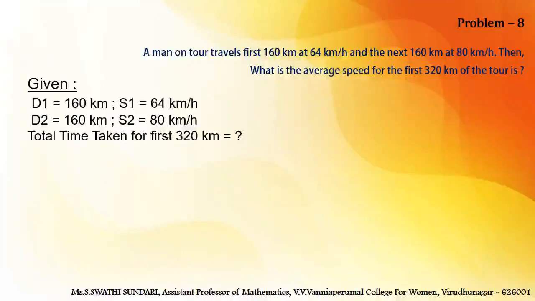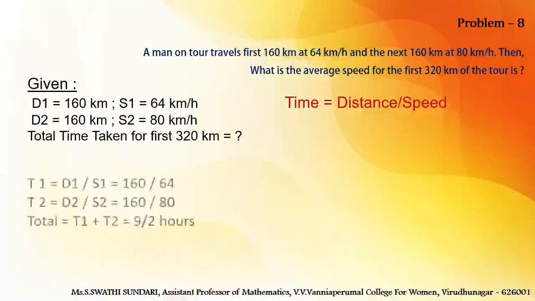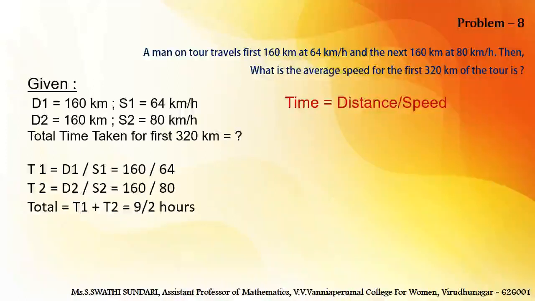So here we're using the formula time equal to distance divided by speed. So we're gonna find the two time values: T1 which is equal to D1 by S1, we get 160 by 64, and T2 value is D2 by S2, we're gonna get 160 by 80. Here the total time taken which will be T1 plus T2, we get 9 by 2 hours.